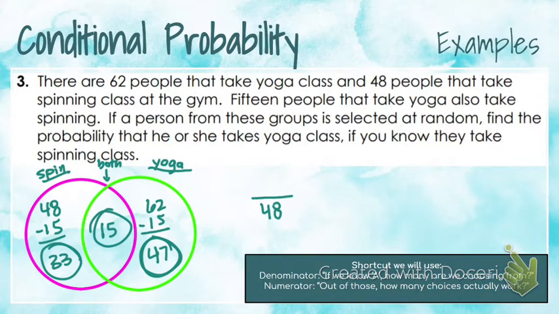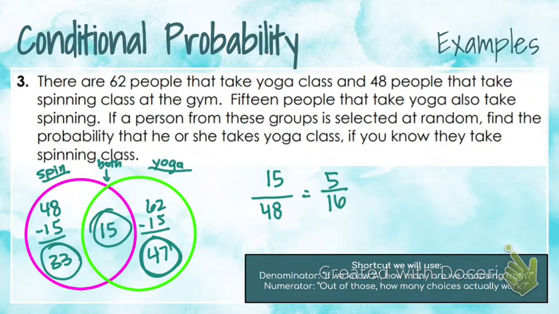Now we want to know, out of those, how many choices actually work. So out of those spinning class people, how many actually take yoga? There are 15. So 15 out of 48 chances that we choose someone who does yoga if we know that they're in spinning class. So that's going to equal 5 out of 16.